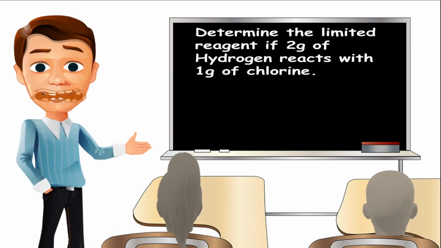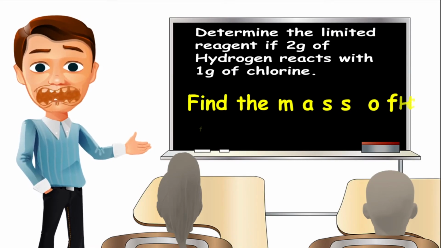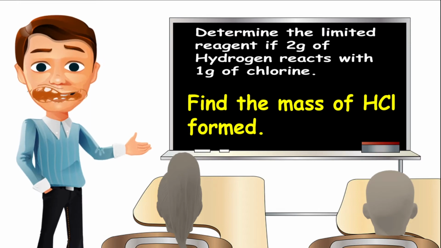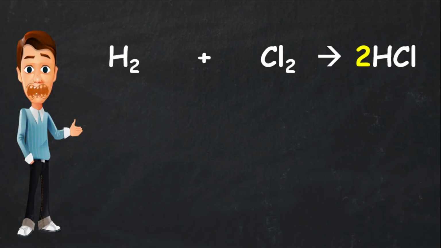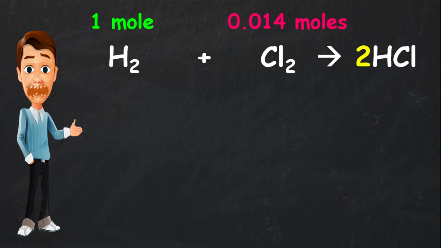Now let's add another part to this question. Let us find the mass of HCl formed. Now how are we going to do this? Again, we go back to our moles. So based on calculation, we calculated 1 mole of hydrogen and 0.014 moles of chlorine.